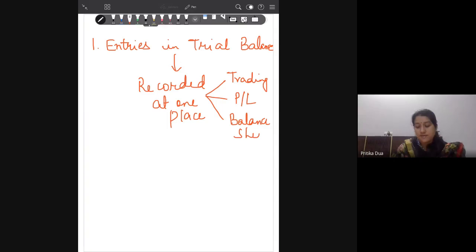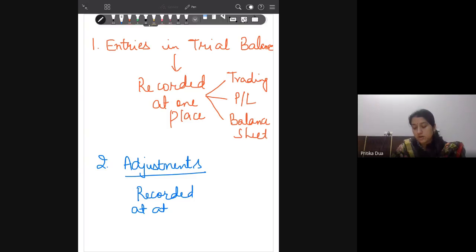But with adjustments we have at least two places where the adjustments are made, recorded, at least two places. Okay, so which can be trading plus balance sheet, profit and loss plus balance sheet. So either of the two, and they are at least recorded at two places. ये भी हो सकता है कि तीन जगह उसकी adjustment हो, ठीक है? So that depends on the nature of adjustment that is given to you.